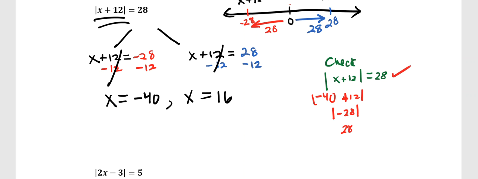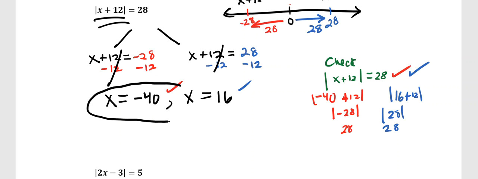So check. If I do my other solution, 16 plus 12, that I'm finding the absolute value of, that's saying find the absolute value of 28. And that is also 28. So check. So we have both solutions work. Check, and we're good to go. So our final solutions, two solutions, x equals negative 40 and x equals 16.